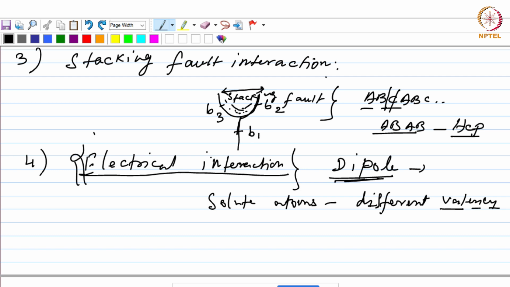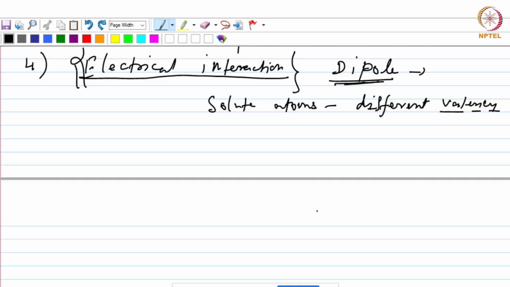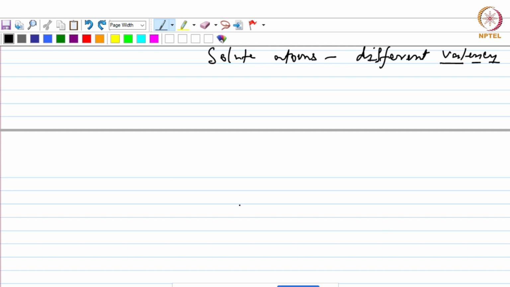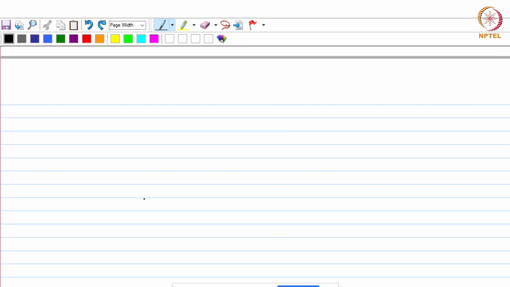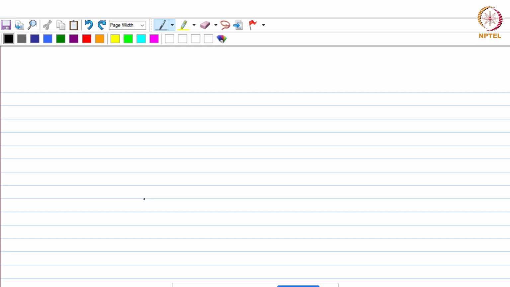Okay, so these are the four kinds of interactions that we talked about in the previous class, but there are two more through which the solute atoms can interact with the dislocations and hamper their motions. Okay, so let us talk about those two. These two interactions basically arise due to the arrangement of the atoms in a particular manner when you have the presence of a different atom, which is the solute atom, right? So let's say we have two types of atoms, A and B. One of them is the parent and another is the solute.